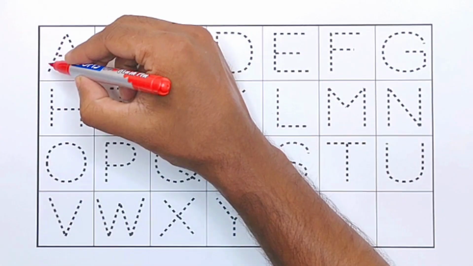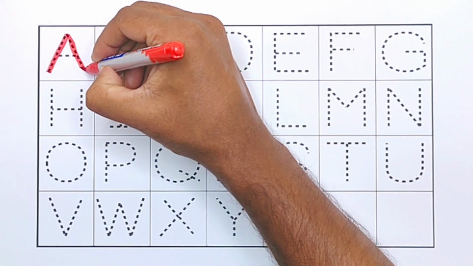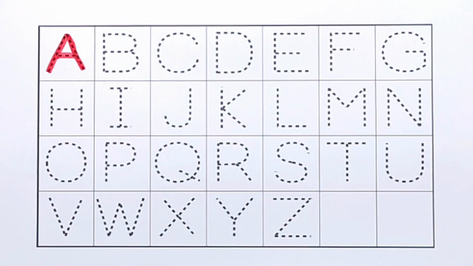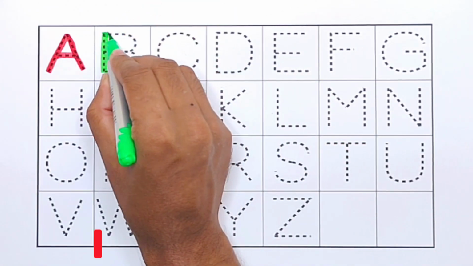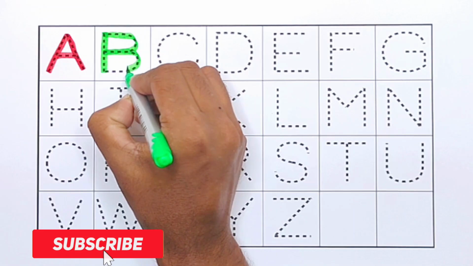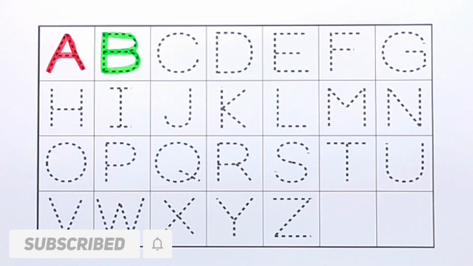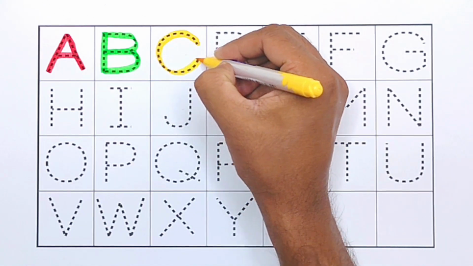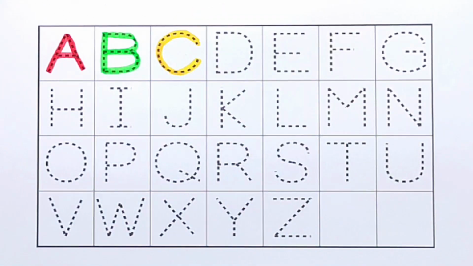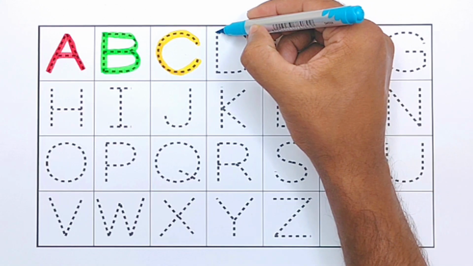Red color. A for avocado. Light green color. B for beer. Yellow color. C for corn. Sky blue color.